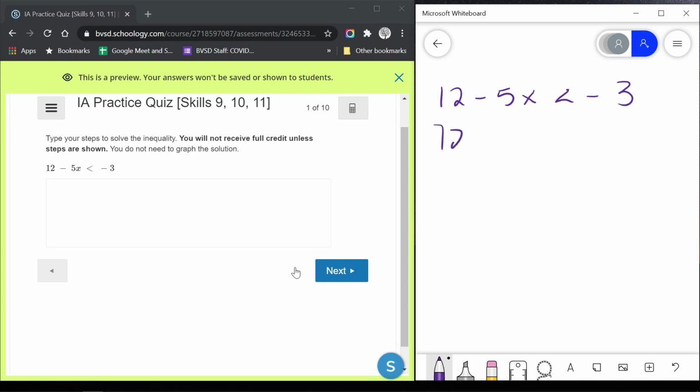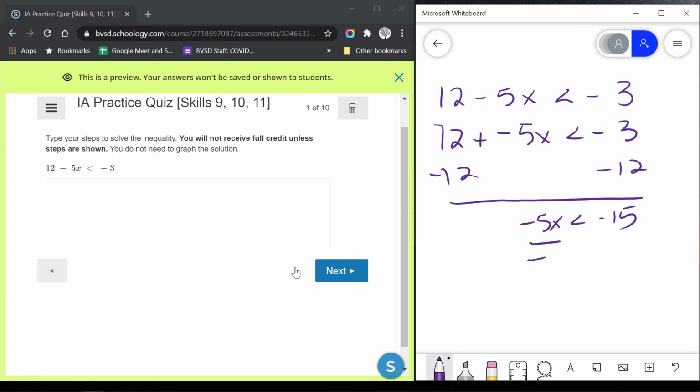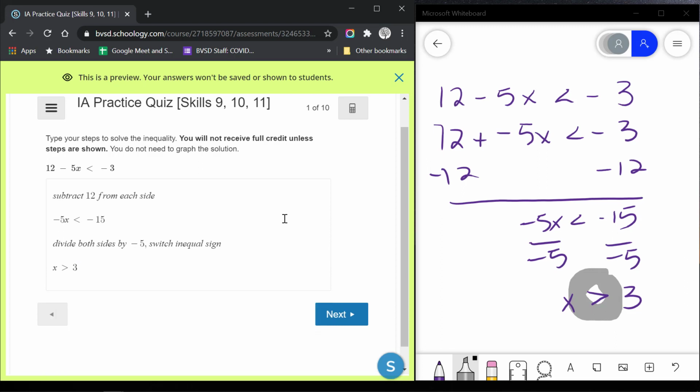So for this one, remember that this is the same as 12 plus negative 5x is less than negative 3. So subtracting 12 is a great first step. And then just remember that when you divide both sides by a negative, you have to swap that inequality sign. So notice here, this inequality got switched to be a greater than sign. And just make sure that when you go and type your response over here that you either show or explain each step for full credit.